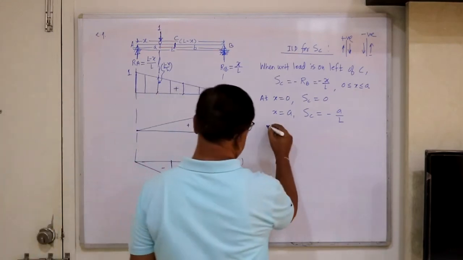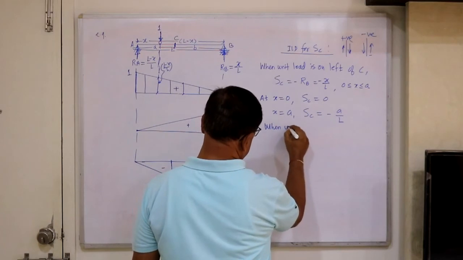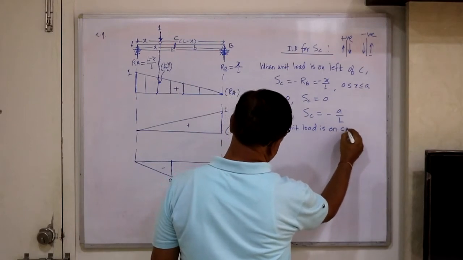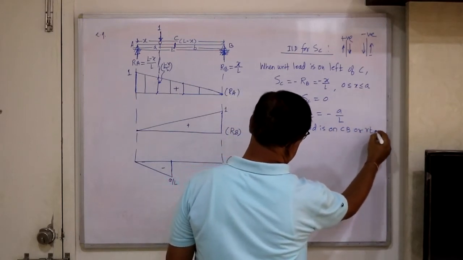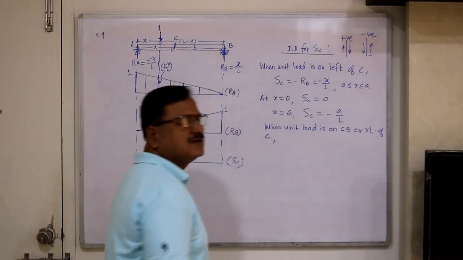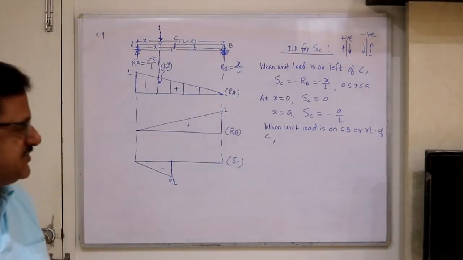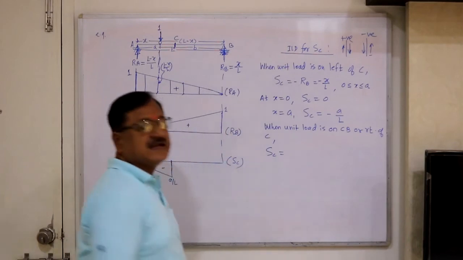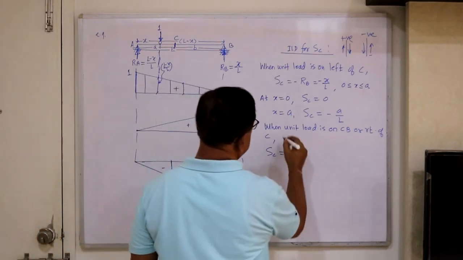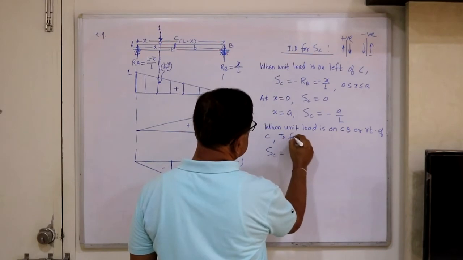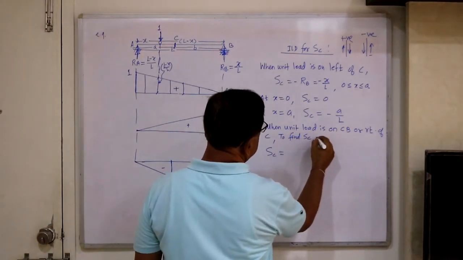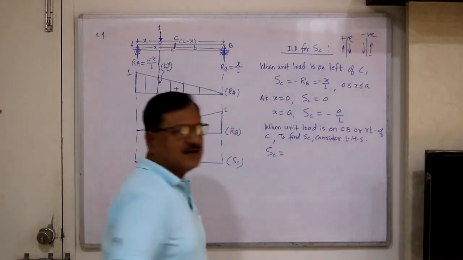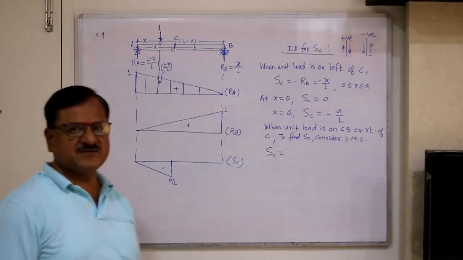Then next, when the unit load is on CB, or right of C, when it crosses that section or is just to the right of C, what is the shear force? Then consider the left-hand side to find the shear force. Here I can write, to find SC, consider the LHS, and apply summation Fy equal to 0, since shear force is nothing but summation Fy.